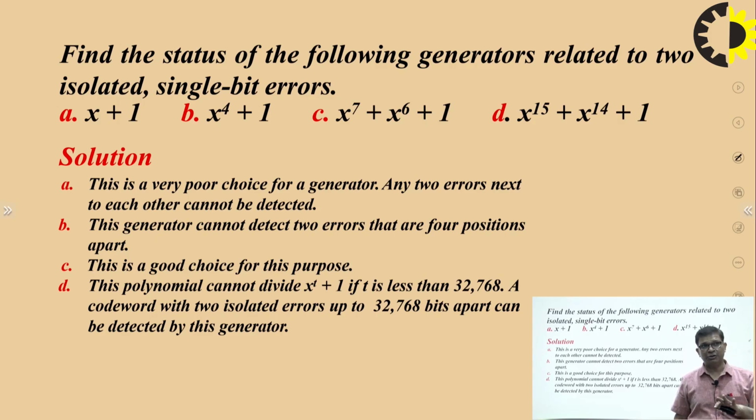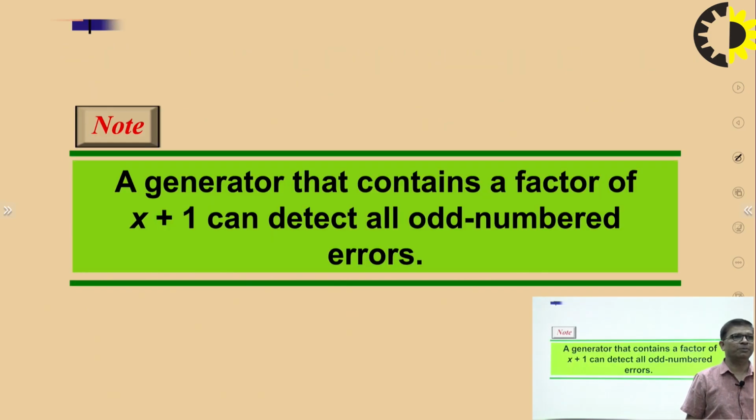This can be a good choice because x to the power 7, x to the power 6 and 1, there are 3 ones, and you can use this one also. x to the power 15 plus x to the power 14 plus 1, this is a very long one. So if there is very long data, then you can use this one, otherwise you cannot use part D.